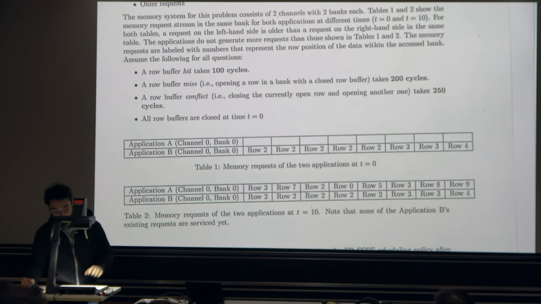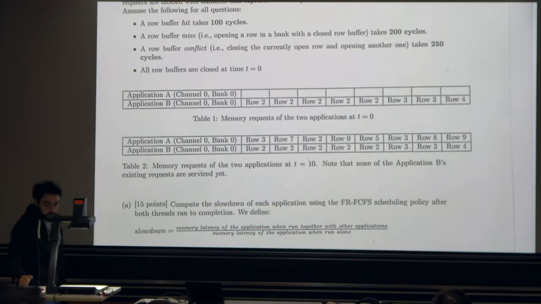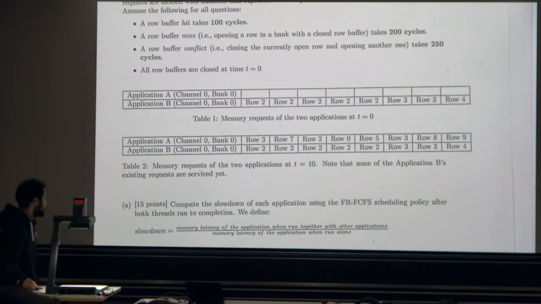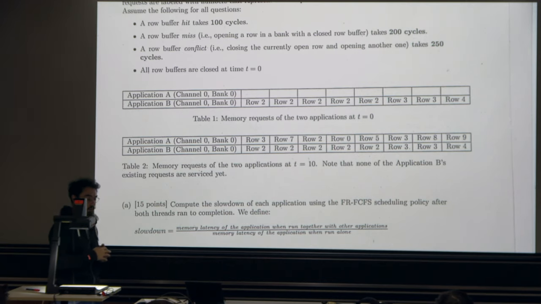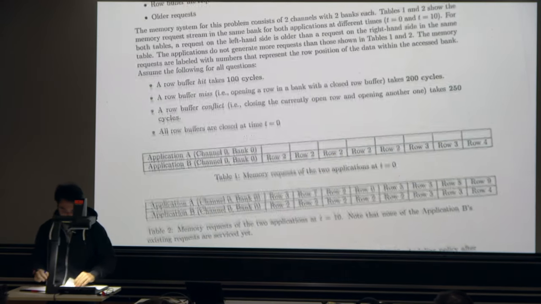So let's see the first question. We need to compute the slowdown of each application using the FRFCFS scheduling policy after both threads run to completion. We define slowdown as the memory latency of the application when it runs together with the other application over the memory latency of the application when it runs alone. So in this case, we need to calculate first two things.